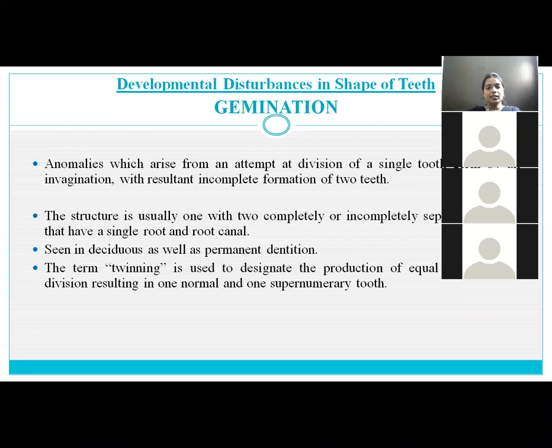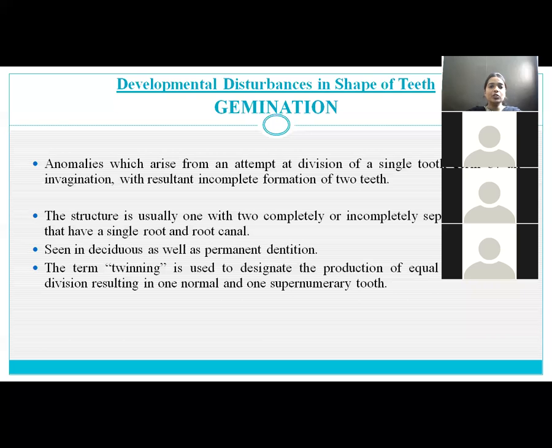The next thing is twinning. What is twinning? It is used to designate the production of equal division. It results in one normal tooth and one supernumerary tooth. See the difference between gemination and twinning. In gemination, two incomplete teeth are formed, but in twinning, two complete teeth are there. Supernumerary teeth means extra teeth.